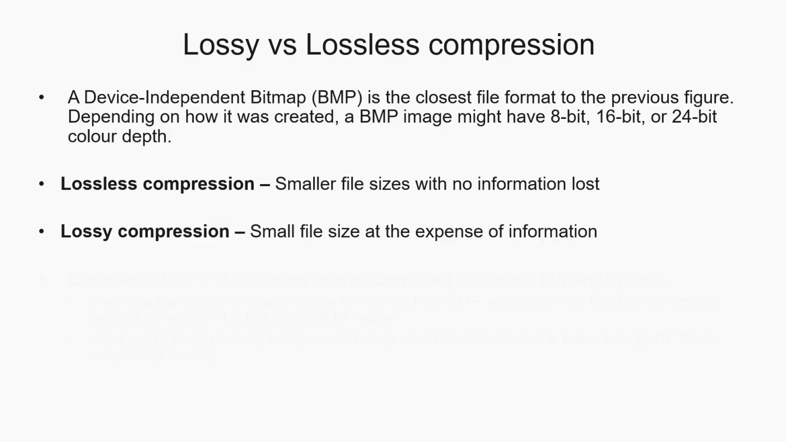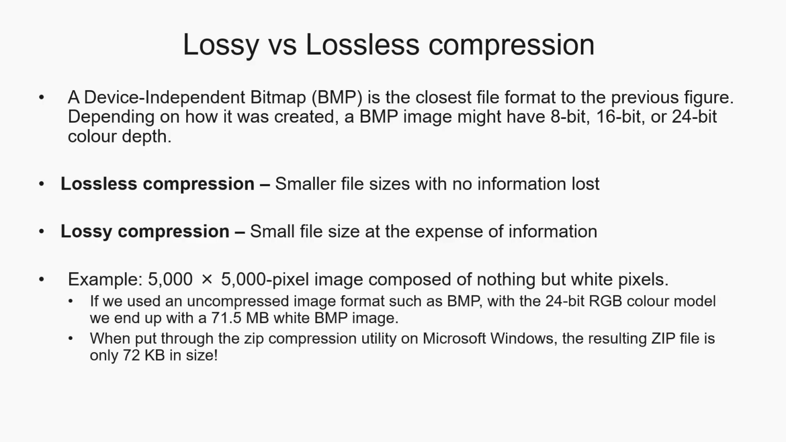The slide provides an interesting example. A completely white image measuring 5,000 by 5,000 pixels occupies over 70 megabytes as an uncompressed BMP file. However, because the image contains repetitive information, lossless compression can reduce it dramatically to only a fraction of that size. For scientific image analysis, preserving data integrity is usually critical, which is why lossless formats are often preferred.